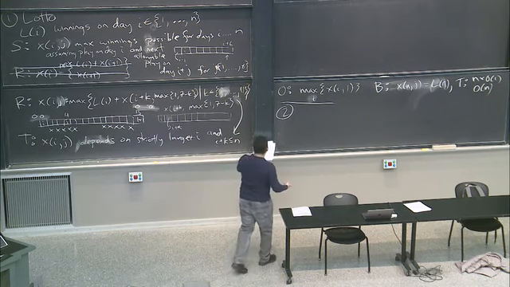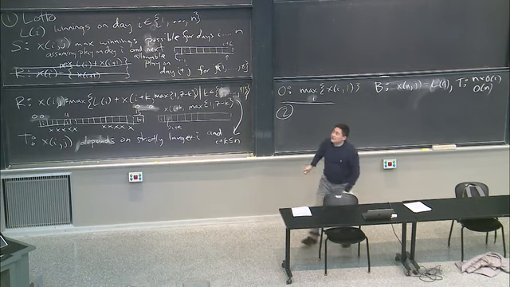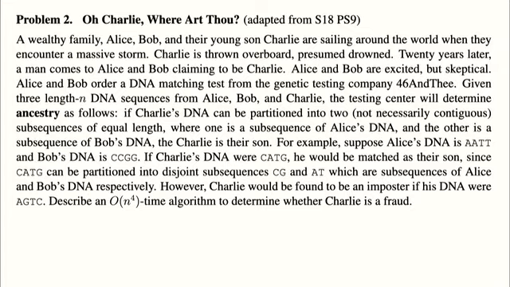Okay, so problem 2, this one's a longie. A wealthy family, Alice, Bob, and their young son Charlie are sailing around the world, when they encounter a massive storm. Charlie is thrown overboard, presumed drowned. Okay, this is very colorful language for these problem set writers. 20 years later, a man comes to Alice and Bob claiming to be Charlie, having maybe been marooned on an island for that long.